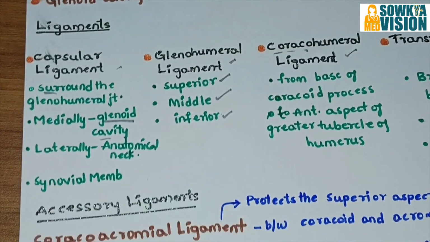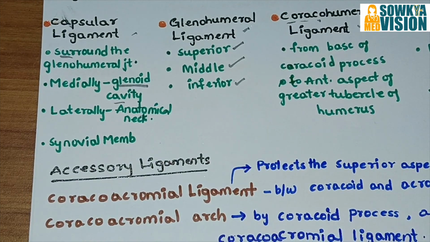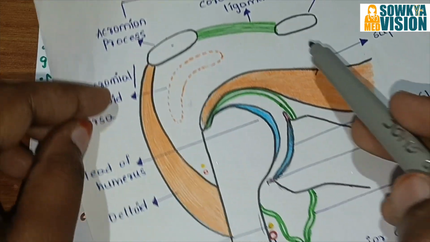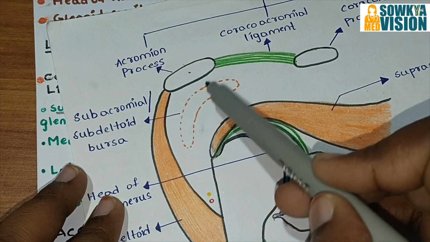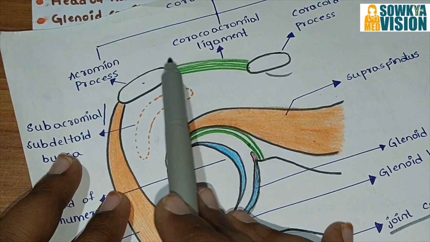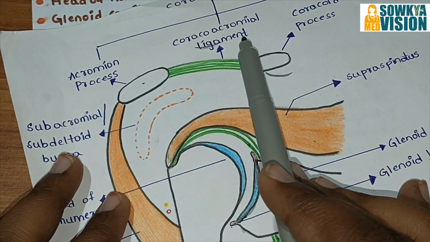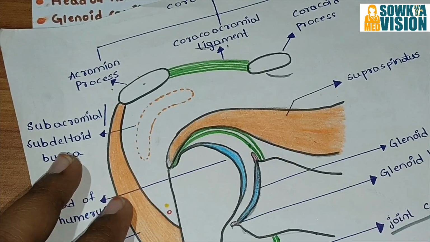Apart from these four, there are some accessory ligaments. Yes, there are some accessory ligaments. What are they? Coracoacromial ligament and coracoacromial arch. What is the coracoacromial ligament? See, this is the acromion process and this is the coracoid process. Can you see? Yes, I think you can see. The ligament that is extending between the acromion process and the coracoid process is known as the coracoacromial ligament.